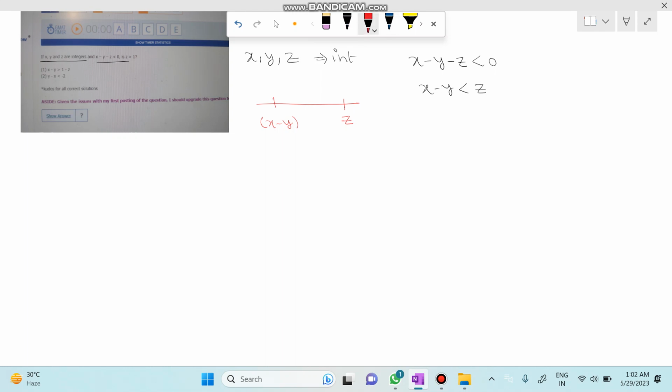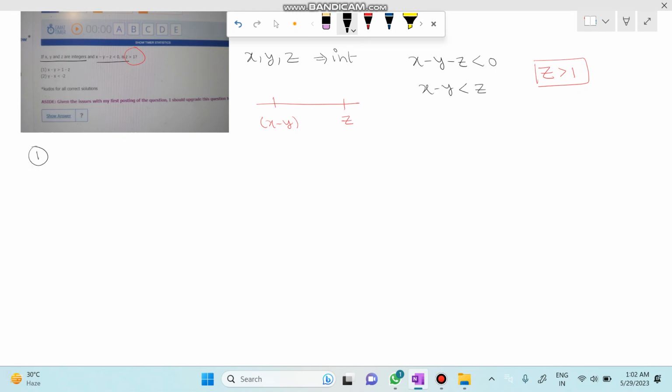The other thing that we want to note is what the question is. We want to find if z is greater than 1. Okay, so that's what we are trying to find. All right, so quick recap. We know x, y, z are integers, which means any of their operations that we do in terms of addition and subtraction will also be an integer. I also know from the question stem that x minus y lies to the left of z.